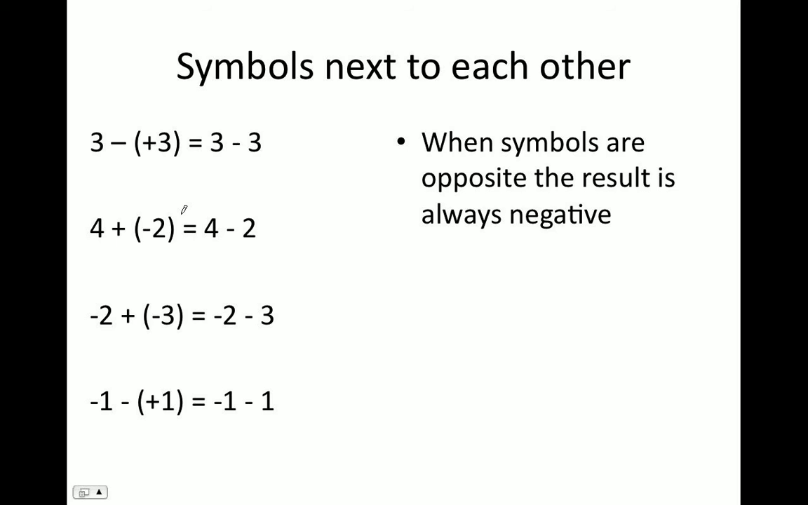Now, if the symbols next to each other are different, okay, we're doing the same method, but this time we're going to replace both symbols with a negative sign. So, if we look at the first equation, we've got 3 minus positive 3 is just going to become 3 take 3. If we look at our third equation, we've got minus 2 plus negative 3 is going to equal minus 2 take 3. Because all we've done is we've replaced the positive and the negative with a negative symbol.